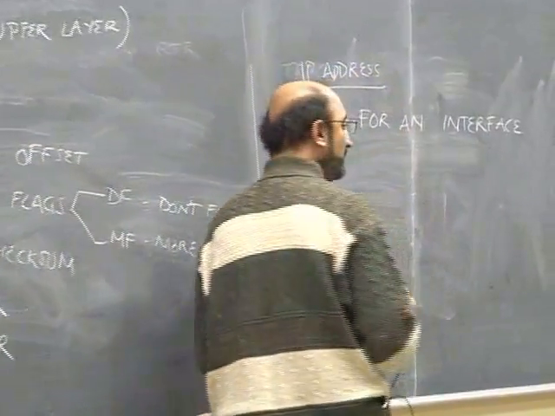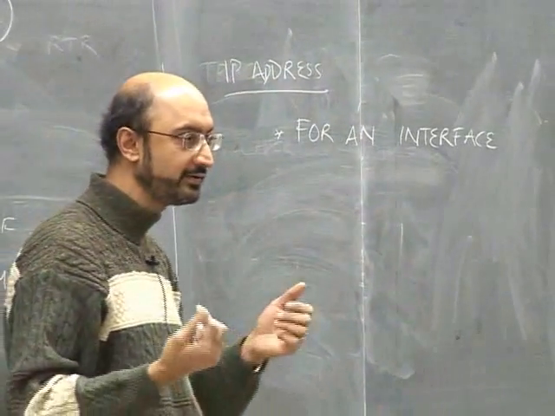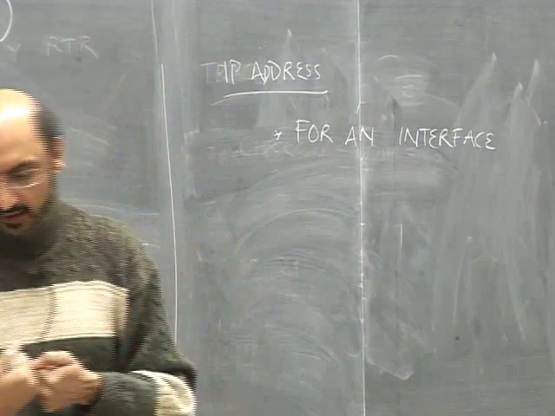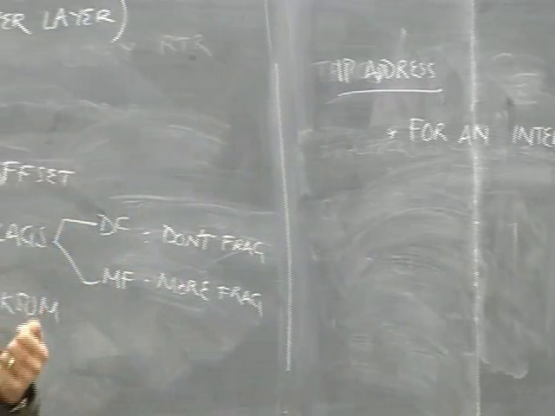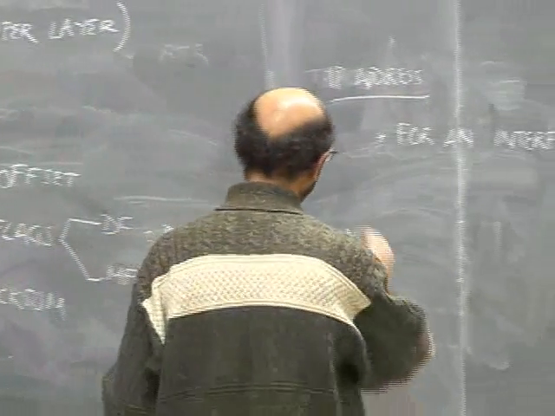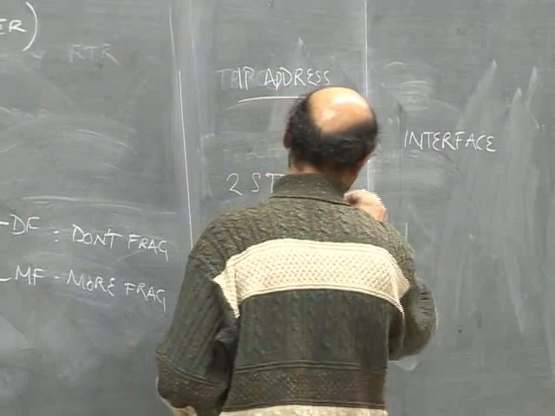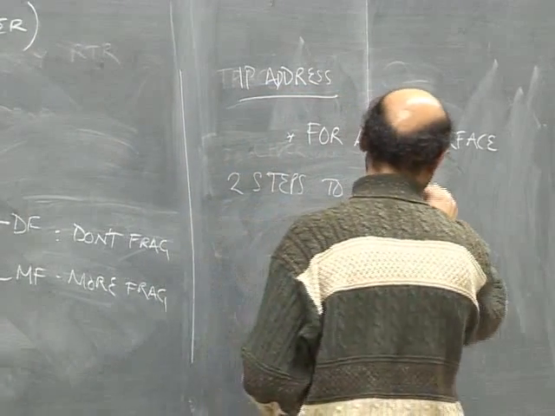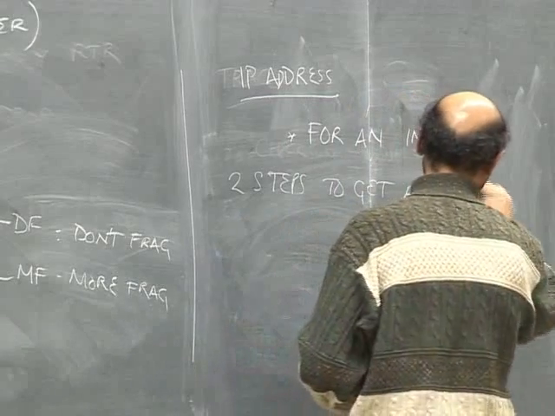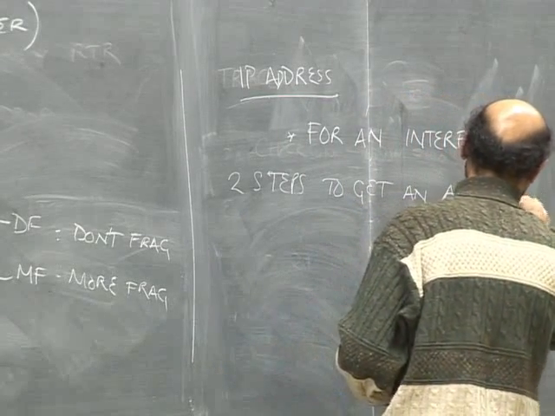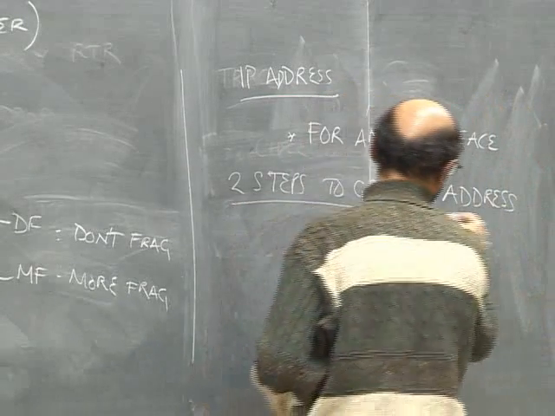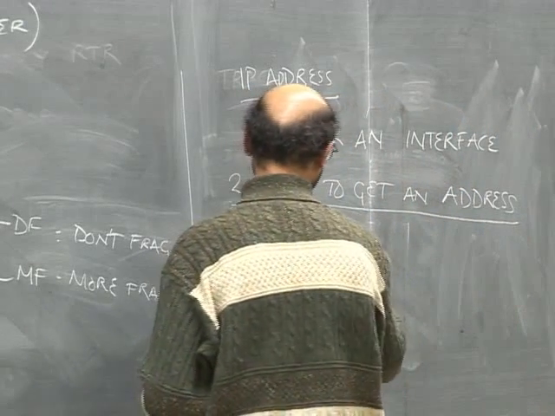So how do we get it there? How do you decide what IP address you get? There are two steps involved in getting an address. The first one is allocation.